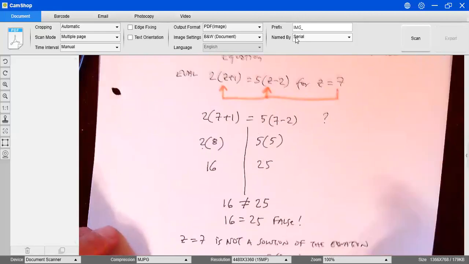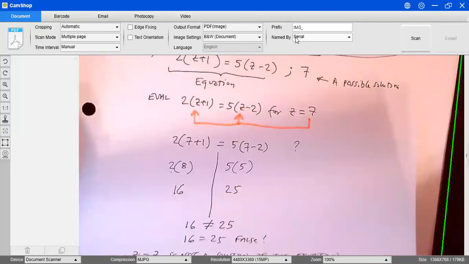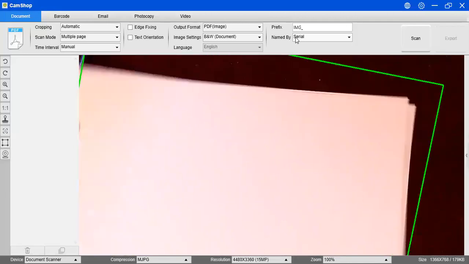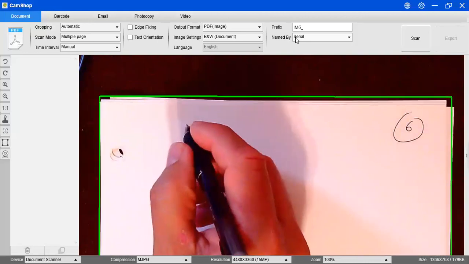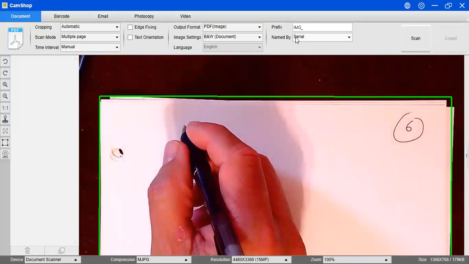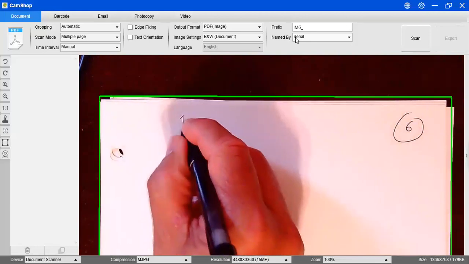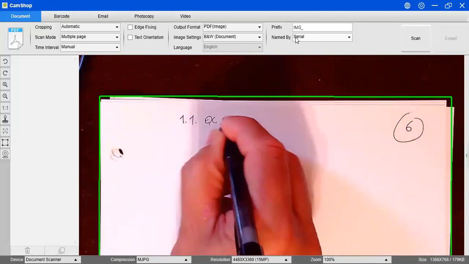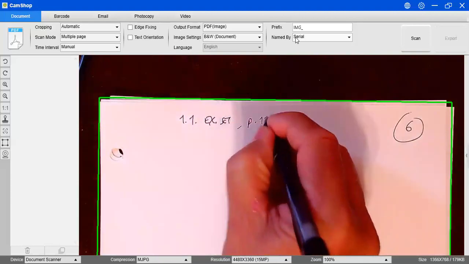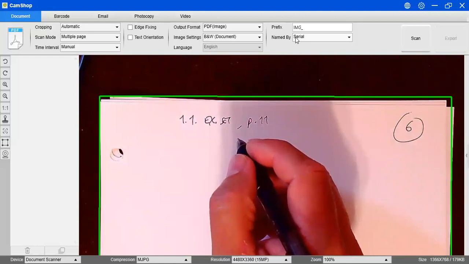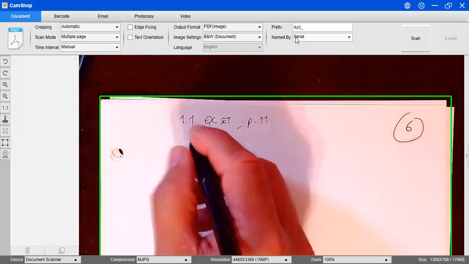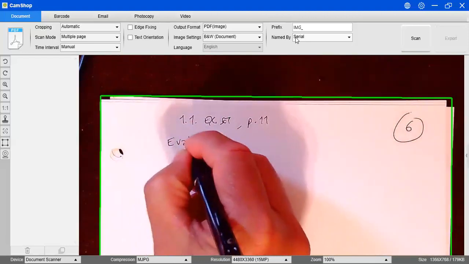So let me write those on a different paper. Again, this is the 1.1 exercise set on page 11. It's a lot of exercises. I understand if you don't have time to solve all of them, at least work on the ones that I'm going to indicate. So I'm going to write the directions.